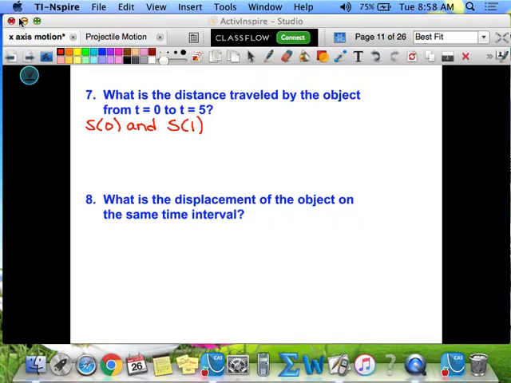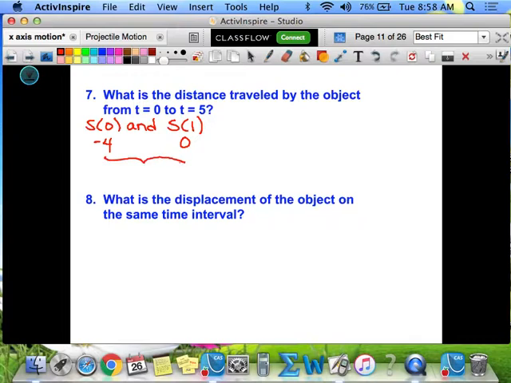-4? Now, some people say, okay, wait a minute, we can't have -4. Remember, this is x-axis motion. That just means it's 4 units left of the origin. Okay, so be careful with that. It's not time, it's position. What's s of 1? 0. So in that interval, how far did it travel? 4 units.